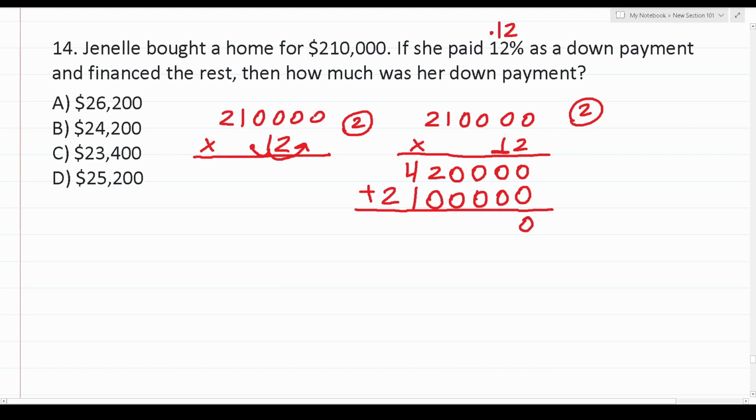0 plus 0 is 0. 0 plus 0 is 0. 0 plus 0 is 0. 0 plus 0 is 0. 2 plus 0 is 2. 4 plus 1 is 5. And 2 plus nothing is 2.